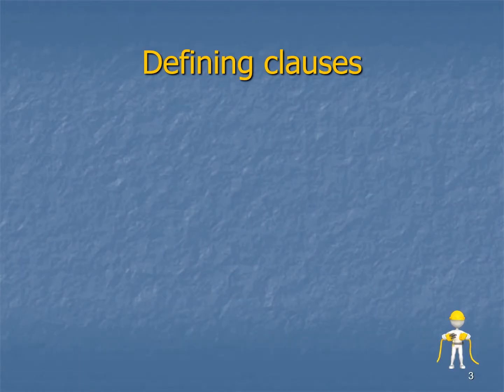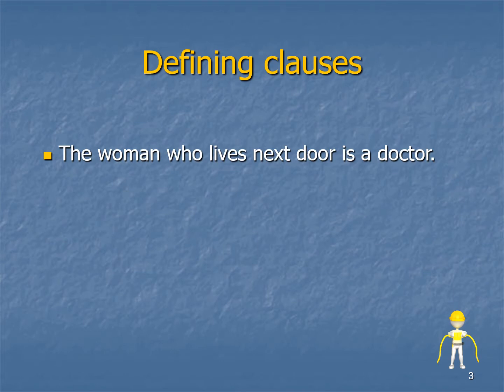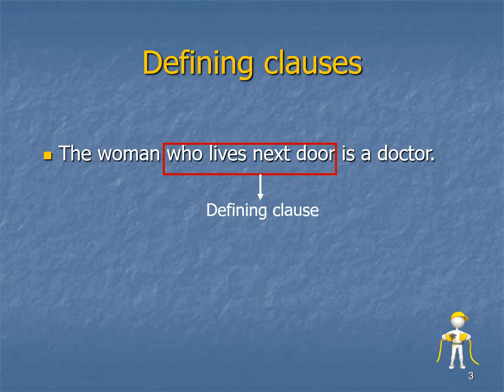So in this part, you will see the example and we will check how much you understand about defining relative clauses. For example, the woman who lives next door is a doctor. What's that? So, who lives next door, what is it about? It is a defining relative clause.